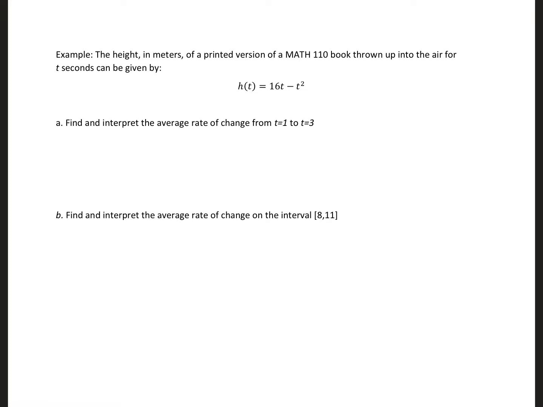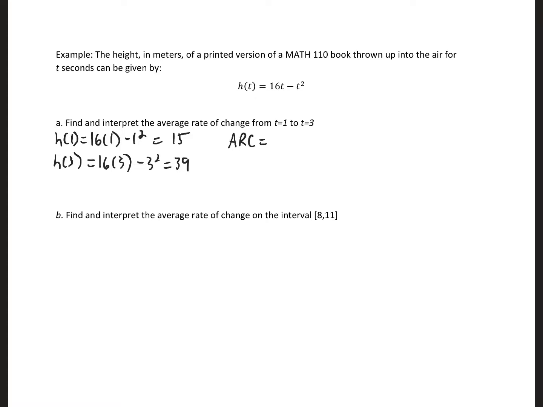So we need the corresponding outputs. Let's find H of 1 and H of 3. If I plug in 1, 16 times 1 minus 1 squared will give me 15. H of 1 equals 15 tells me that after 1 second, the book is 15 meters in the air. If I plug in 3, 16 times 3 minus 3 squared will be 39. That tells me after 3 seconds, the book is 39 meters in the air.